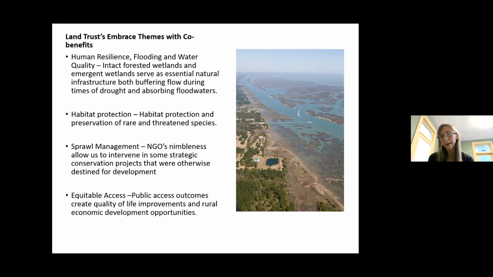And so in planning and prioritizing conservation, it's often helpful to go ahead and acknowledge that, and to, in a planning perspective, recognize that we might have several different types of maps that help us understand and prioritize these different co-benefits and to see where they intersect. So some of the other things that our organization thinks about is habitat protection, sprawl management, equitable access to public lands. And all of these are elements that can also be complementary with coastal resilience.